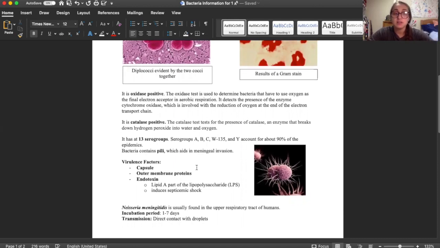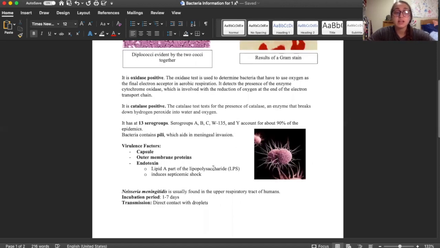The bacteria itself contains pili, which aids in meningeal invasion. So in this picture down here, we can see all the pili sticking off, and it helps stick to cells and invade cells in the body. Some virulence factors are that it contains a capsule, it has outer membrane proteins, and it has an endotoxin, which induces sepsis in the body.